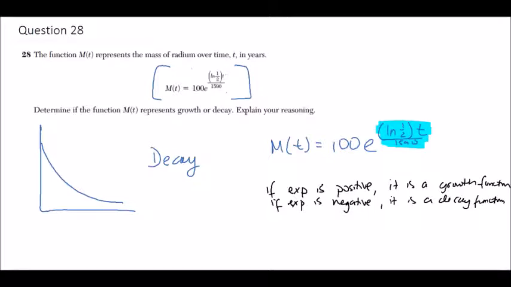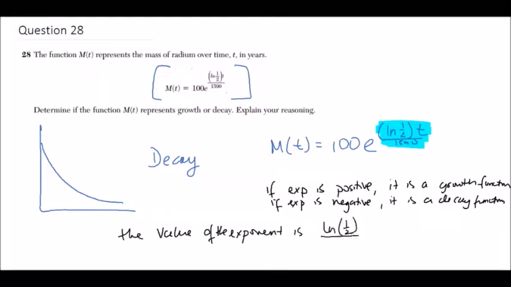What that means is as t increases, if the exponent is positive, then the whole value will get larger. And if as t increases, the whole thing gets smaller, then it's a decay function. So let's get the value of our exponent. The value of the exponent is ln of 1/2 over 1590 times t. So let's get this constant, ln of 1/2 over 1590.